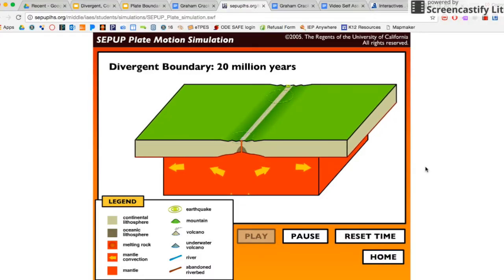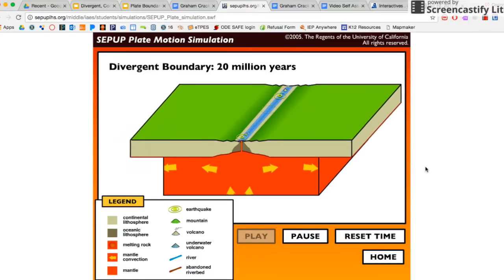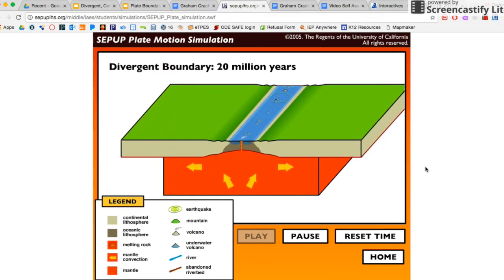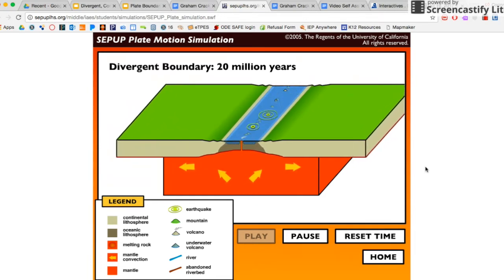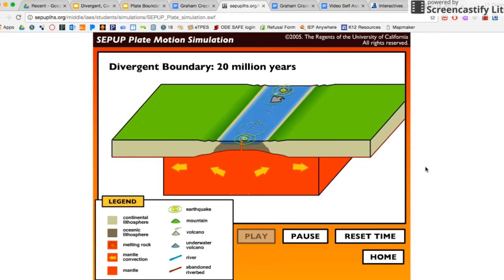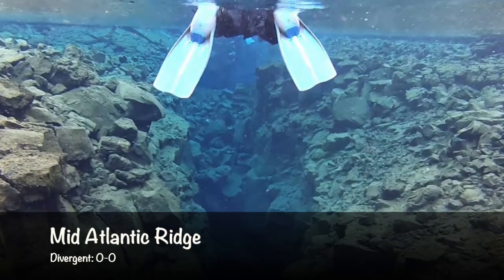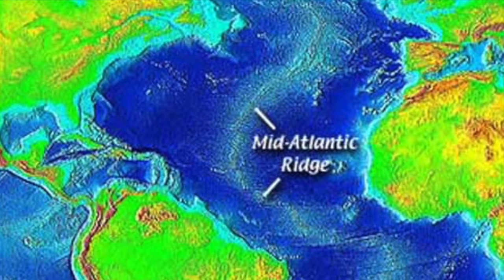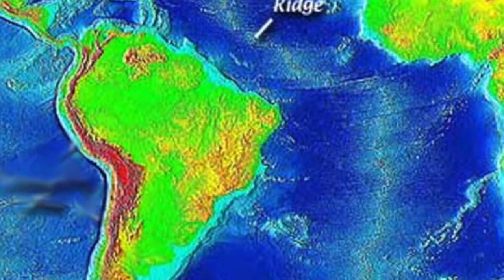When two oceanic plates diverge, it creates a chain of underwater volcanoes, or a mid-ocean ridge, as well as earthquakes, as illustrated in this simulation. An example of this is the Mid-Atlantic Ridge. It runs along the middle of the Atlantic Ocean.